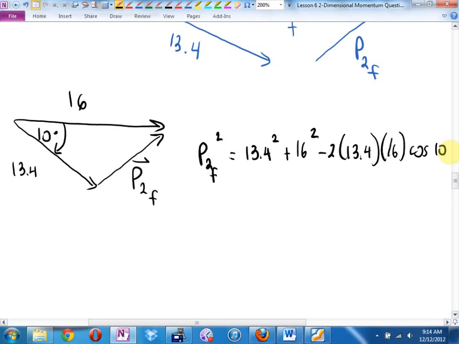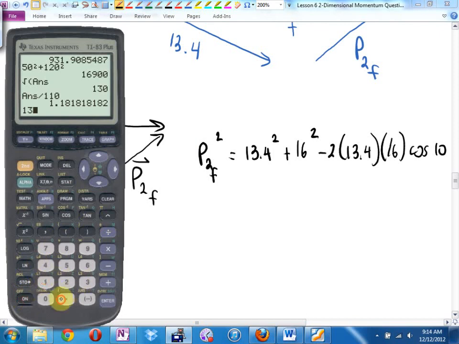I think I can go straight to my calculator here. Oh, make sure at the very, very end, I got to get rid of a squared. I have to square root my final thing to get momentum by itself. So it's going to be 13.4 squared. This is where if you got a decent calculator, you're happy. 16 squared minus 2 times 13.4 times 16 cosine of 10. Square root of that. Did I type that in right? 13.4 squared plus 16 squared minus 2 times 13.4 times 16 times cos 10. Do you get 3.64? Okay.